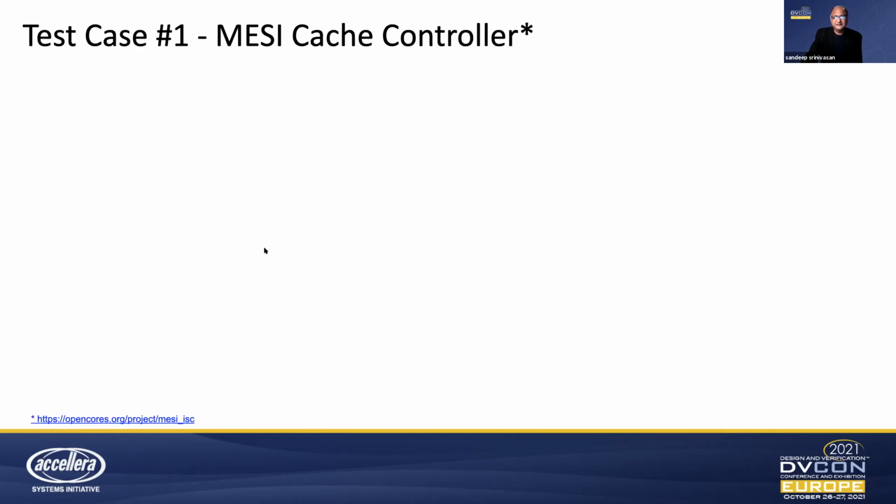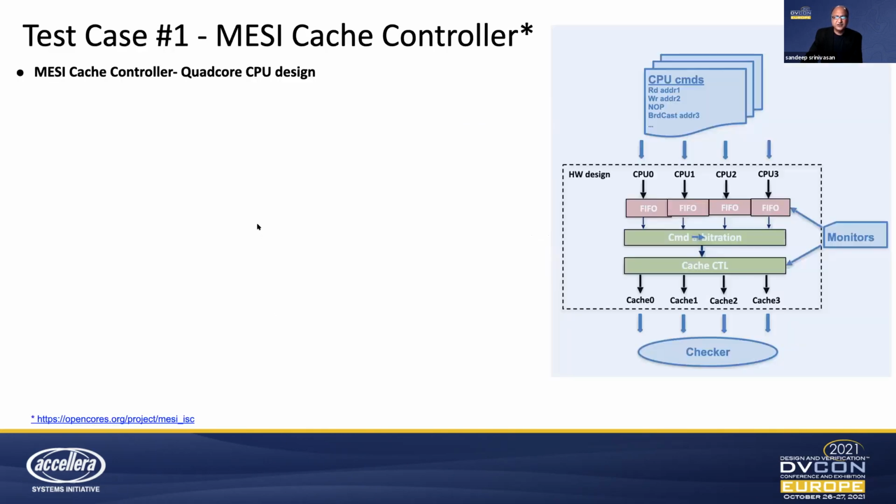So the first test case, as I mentioned, was a messy cache controller design. So the cache controller design supports a quad-core CPU.